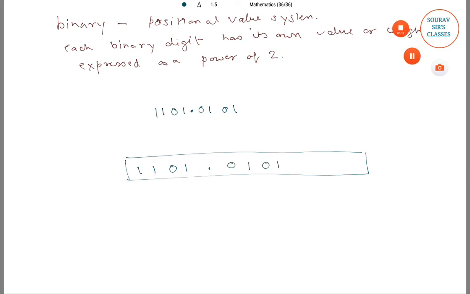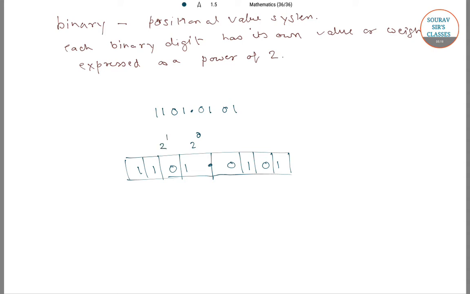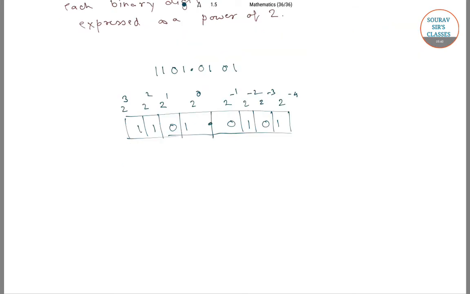1101.0101. The position values would be 2 raised to the power 0, 2 raised to the power 1, 2 square, 2 cube. This is 2 raised to the power minus 1, 2 raised to the power minus 2, 2 raised to the power minus 3, and 2 raised to the power minus 4. And to convert it into decimal representation, we will multiply the digits with their position values.